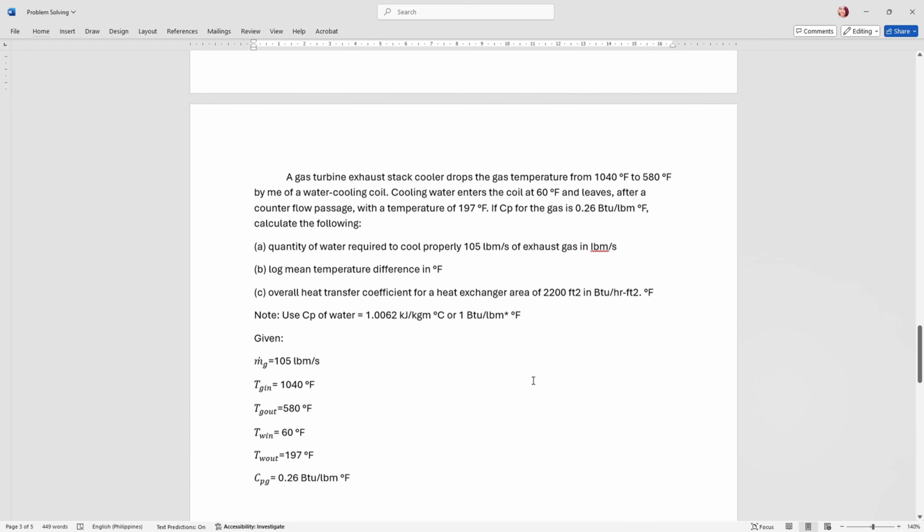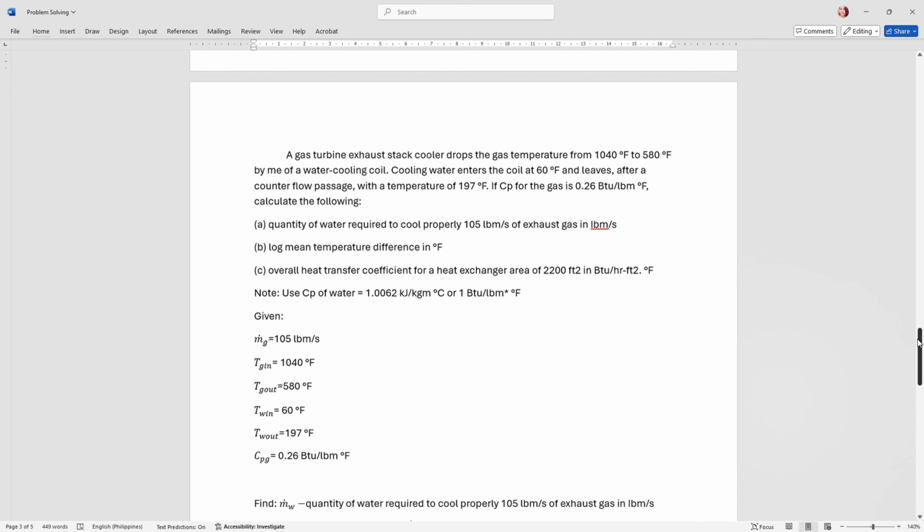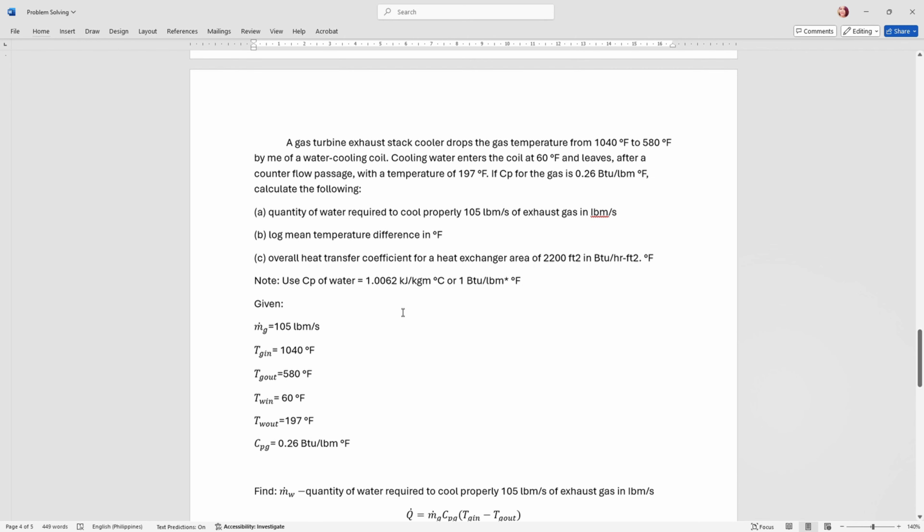So, let's take a look on another problem. Same lang din. A gas turbine exhaust stack cooler drops the temperature from 1040 degree Fahrenheit to 580 degree Fahrenheit. So, the cooling water enters the coil at 60 degrees Fahrenheit, meron tayong T in. And after a counterflow passage, meron tayong temperature na 197 degree Fahrenheit. Meron tayong T out. So, meron tayong CP ng gas, 0.26 BTU per pound degree Fahrenheit.